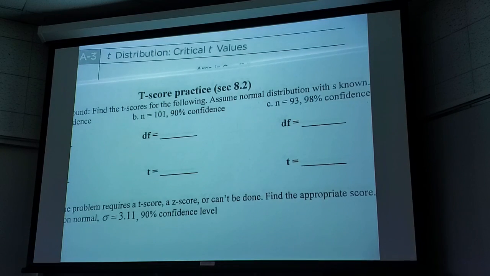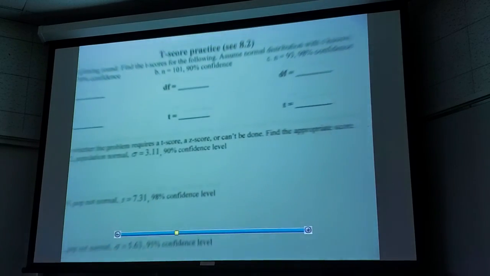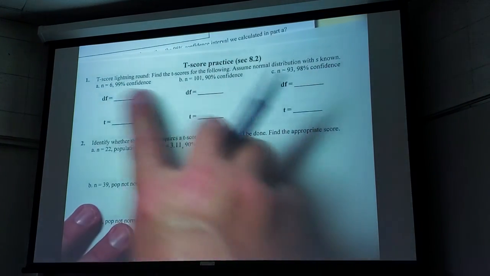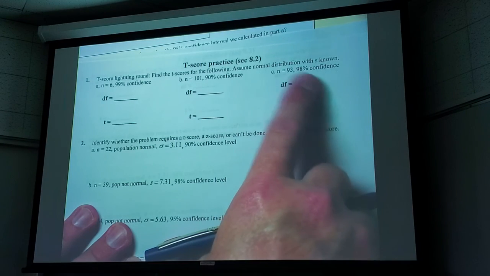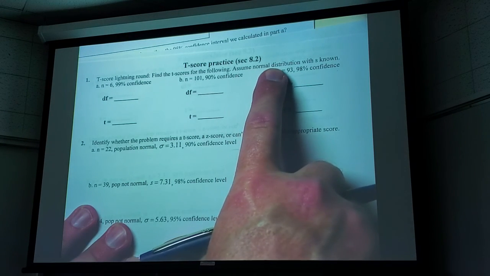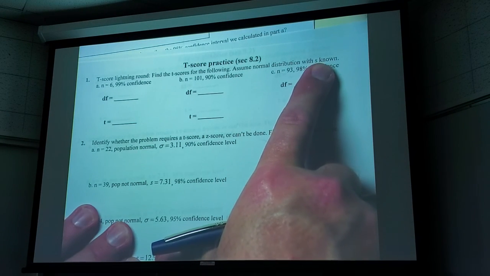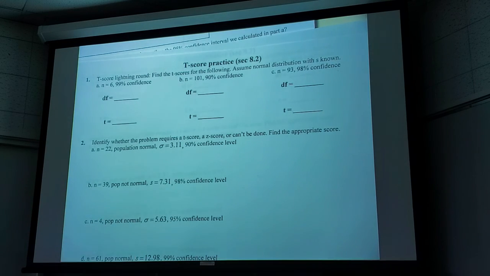Alright, so you see how this thing works? It's a t-score lightning run. So assume we have a normal distribution, we only have S, we don't know sigma. So try to do the first two. The third one we'll talk about. We'll see if you guys can figure out. There's a little something with the third one up there.